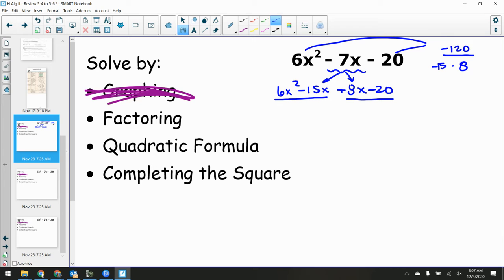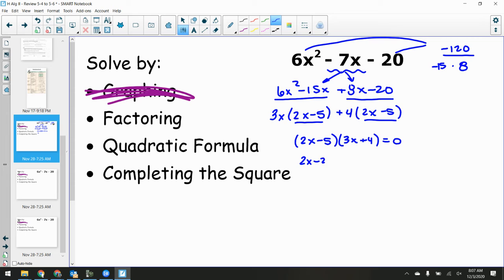I factor out the first term, which is a 3x, leaving us a 2x minus 5. I factor a 4 out of the second set, leaving a 2x minus 5. Remember, that's the goal here. The pieces inside the parentheses should be exactly the same. So that becomes one of my factors, 2x minus 5. The other factor is 3x plus 4. Okay, if I wanted to solve this, I've got to get x equal. So I set it equal to 0. I say 2x minus 5 equals 0.